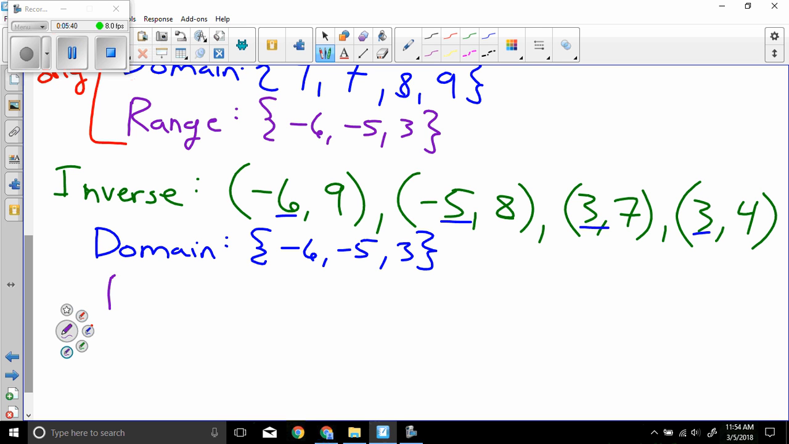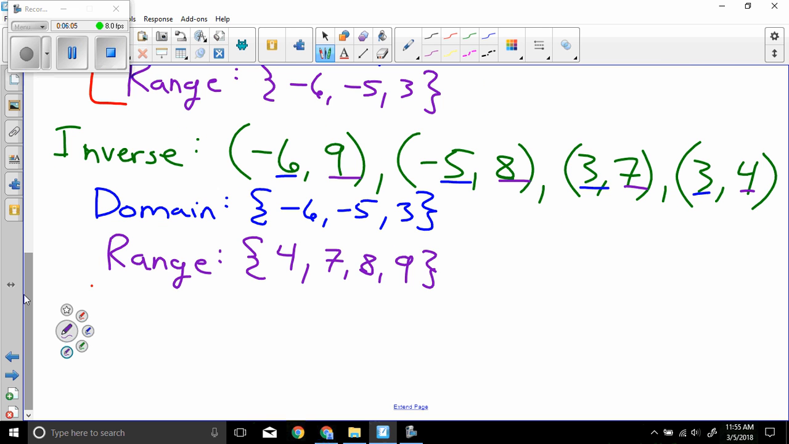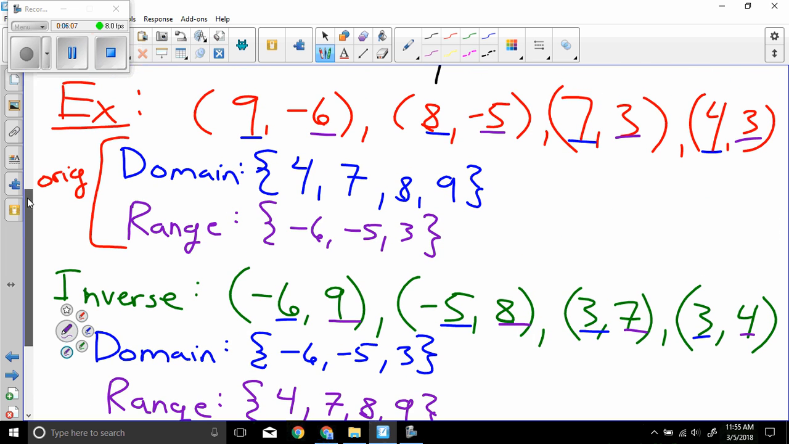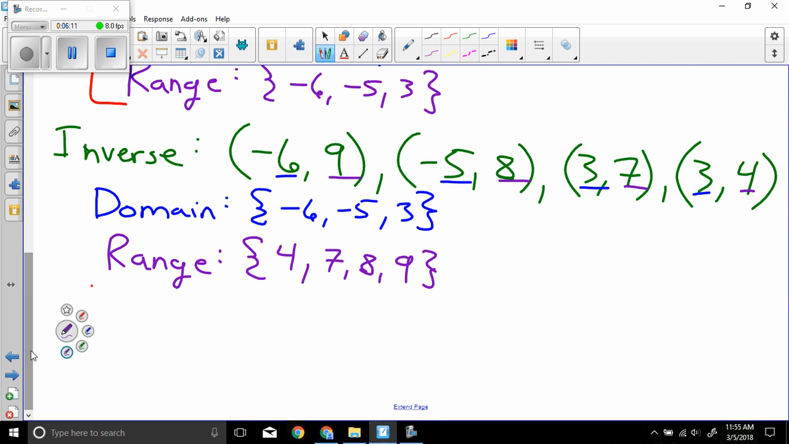Well then, by definition, the range of the inverse should be the domain of the original. Well, the original was 4, 7, 8, 9. Okay, 9, 8, 7, 4. Oh yeah, that's right, I just have to put them in order. And there we have done our very first inverse. We found the inverse of these 4 points. You can see that the domain and the range have been turned around.